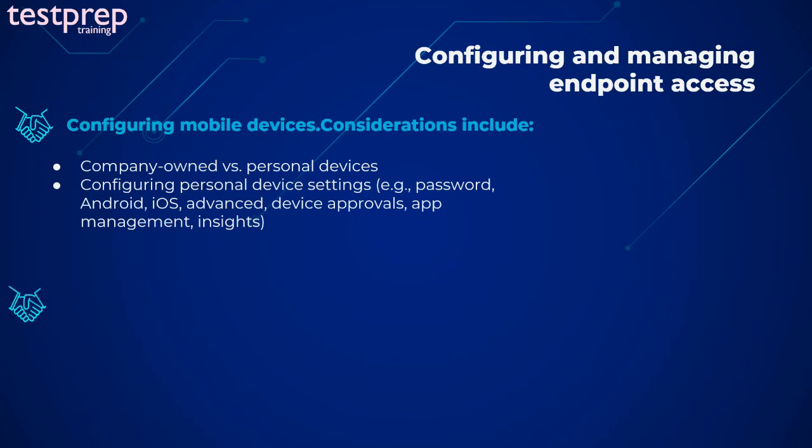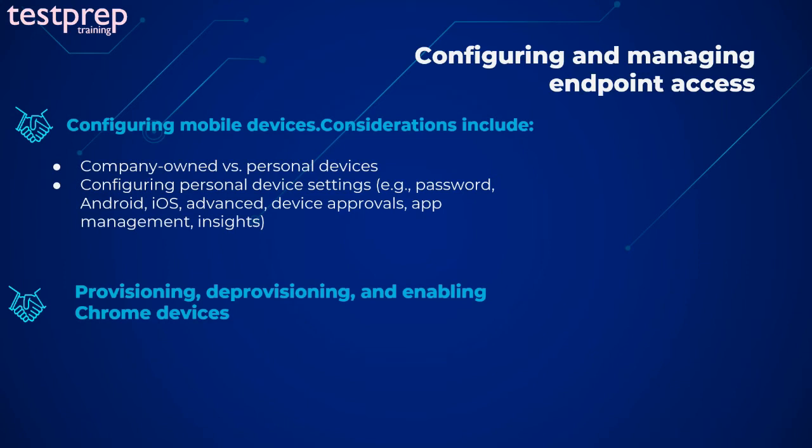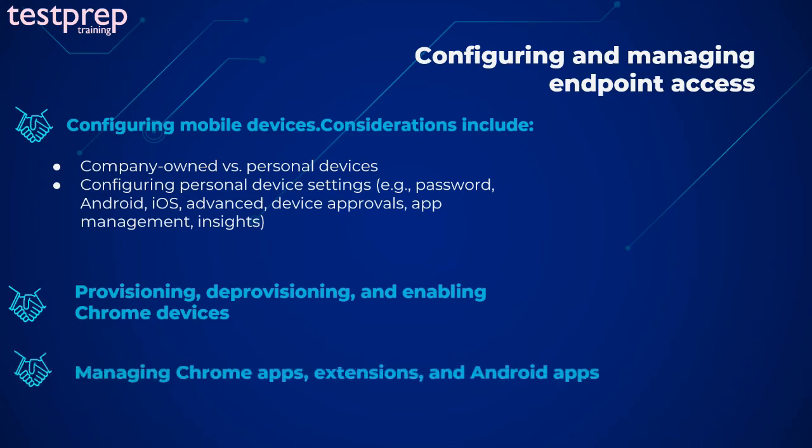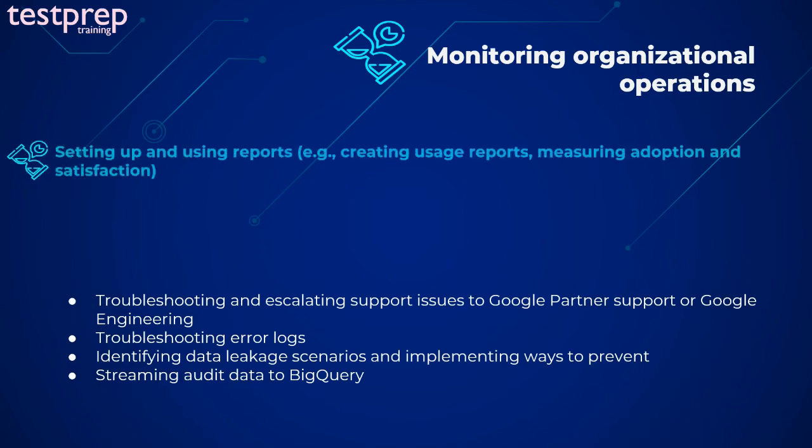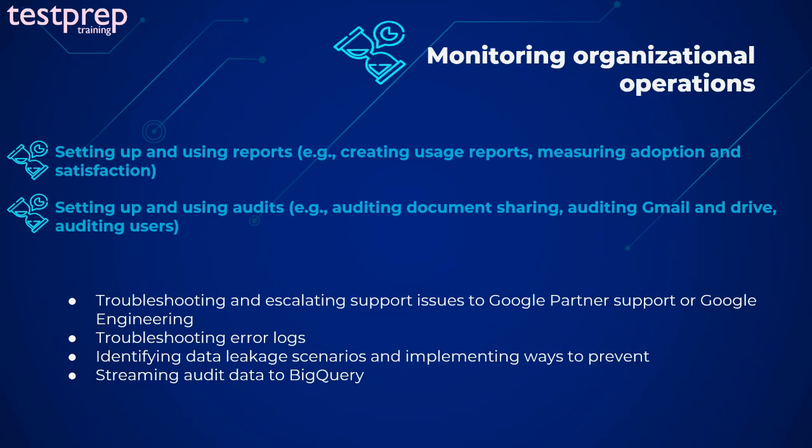Number 2. Provisioning, deprovisioning, and enabling Chrome devices. Number 3. Managing Chrome apps, extensions, and Android apps. 7th. Monitoring organizational operations. Number 1. Setting up and using reports, for example, creating usage reports, measuring adoption and satisfaction. Number 2. Setting up and using audits, for example, auditing document sharing, auditing Gmail and Drive, auditing users.